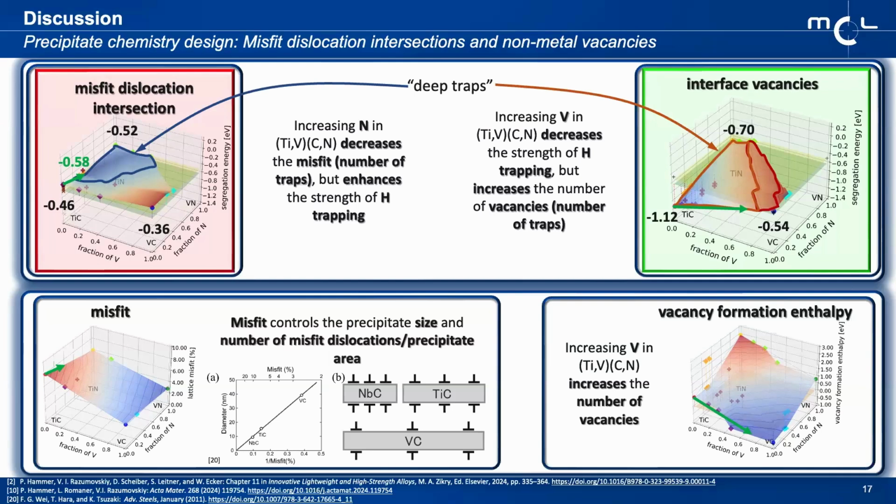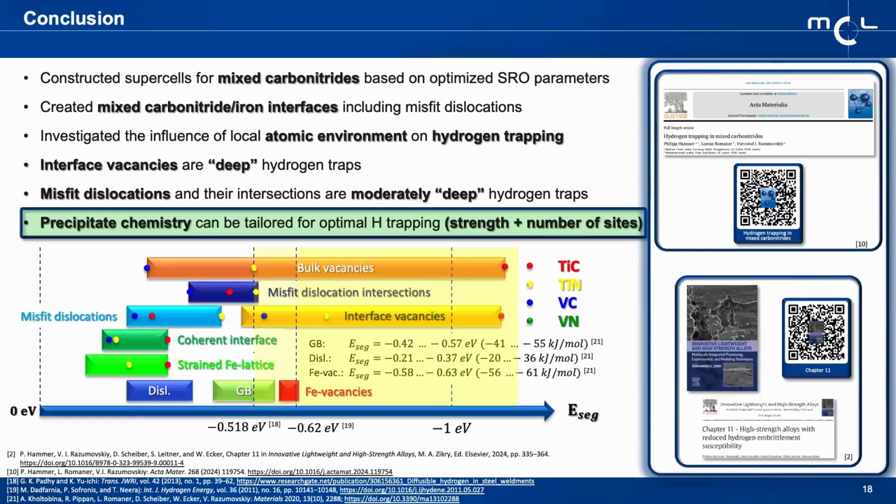On the other hand, the interface vacancies remain very deep traps over the whole composition range. So that means we can safely alloy, let's say, some vanadium here, make it a titanium vanadium carbide. It is less deep a trap, but nonetheless a deep trap. But what it brings us, if we look at the vacancy formation enthalpy, is that we lower the vacancy formation enthalpy, which means we get a lot more of these vacancies, and therefore a lot more hydrogen trapping sites.